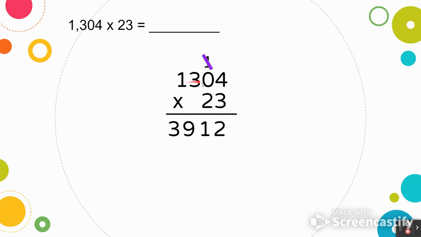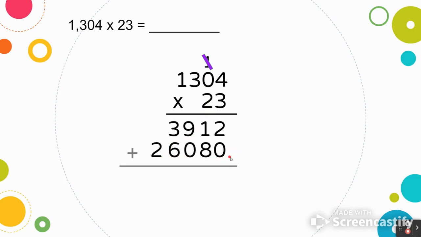Next, we're going to multiply 1,304 times the 2, which is in the tens place. Since the 2 is in the tens place, we need to put a 0 down here in the ones place, so our answer starts in the tens place. 2 times 4 is 8. 2 times 0 is 0. 2 times 3 is 6. And 2 times 1 is 2. So 1,304 times 20 is equal to 26,080.